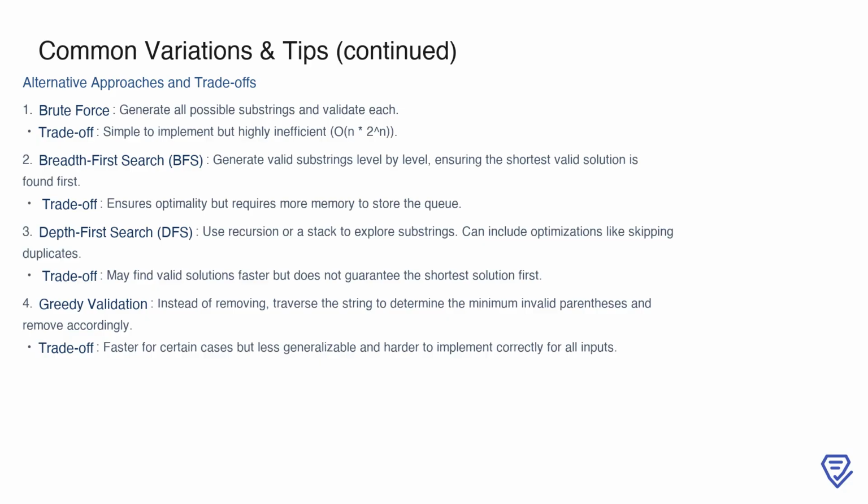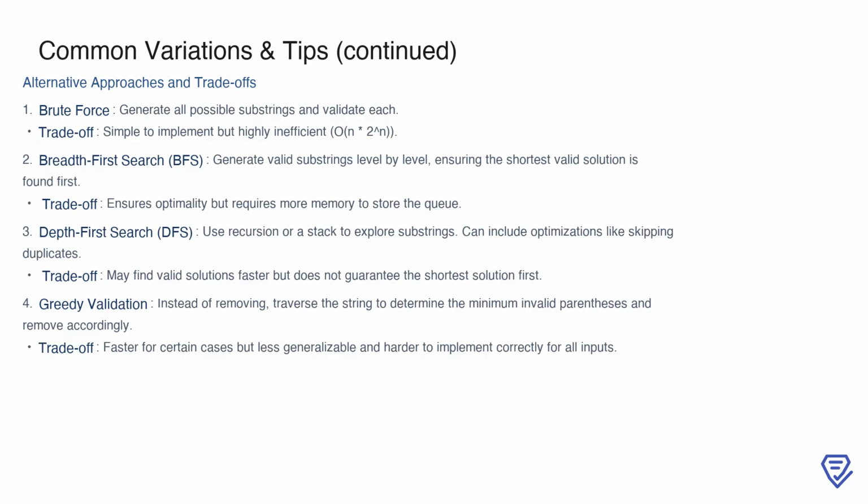A more refined approach is breadth-first search, which generates valid substrings level by level. This ensures that the shortest valid solution is found first, but the downside is that it requires more memory to store the queue. Depth-first search is another option. It uses recursion or a stack to explore substrings and can include optimizations like skipping duplicates. While it may find valid solutions faster in some cases, it does not guarantee that the shortest solution will be discovered first.